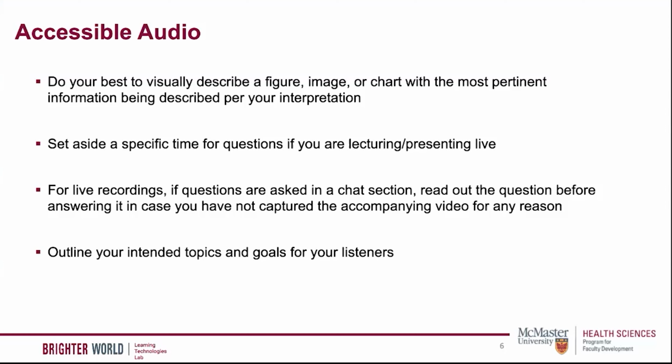Also, outline your intended topics and goals for your learners and listeners, and provide your written outline for your recording either beforehand or after the session. And so this is one of the things to keep in mind from an accessibility standpoint, is looking at making our materials more accessible for our learners and audience. We can look at, in its simplest format, our original format, so in this case an audio recording, and adding a +1.